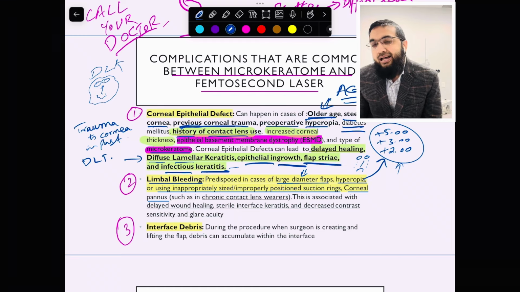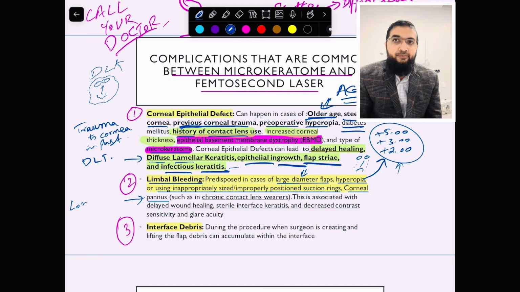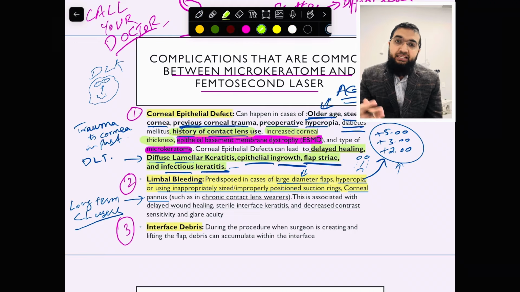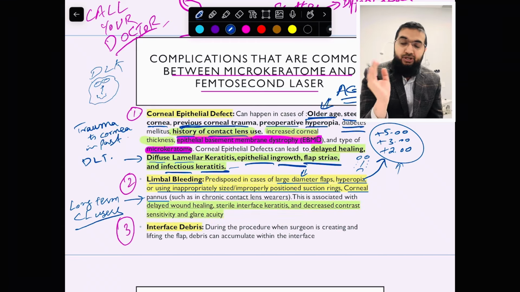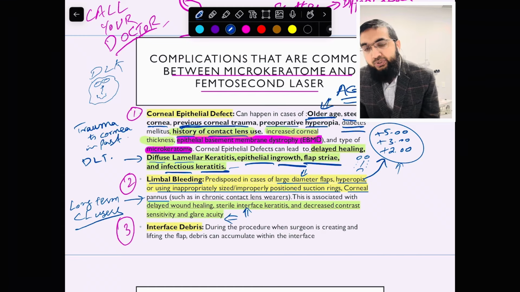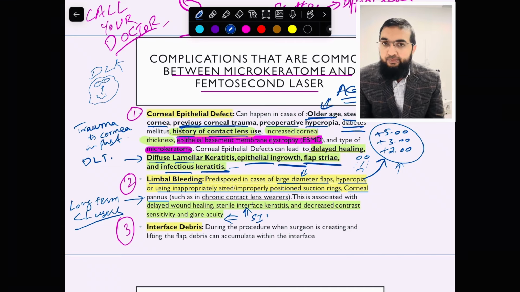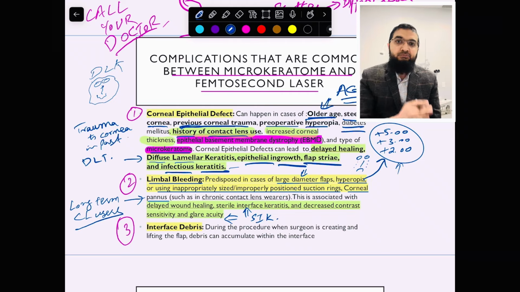Corneal pannus is not uncommon in the contact lens wearer, especially the long-term contact lens wearer, who has corneal pannus in many patients, if not all. So please be careful, because this bleeding could cause problems with the healing process. It can cause sterile interface keratitis, and decreased contrast sensitivity and glare acuity issues. Sterile interface keratitis is an important diagnosis. So please talk to your doctor. If you see that bleeding spot, give them a phone call.